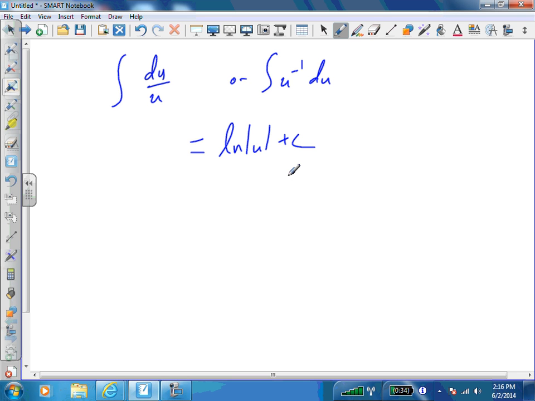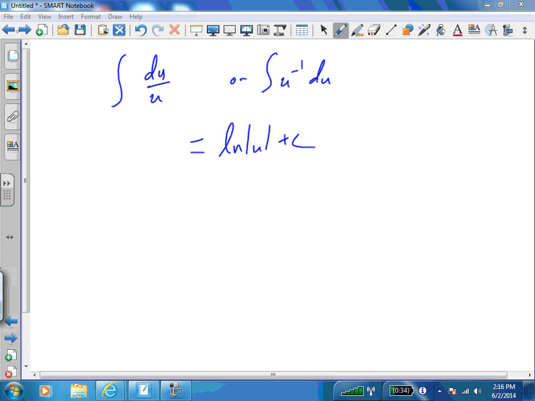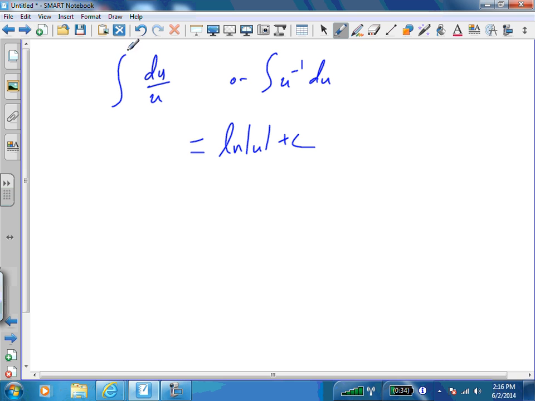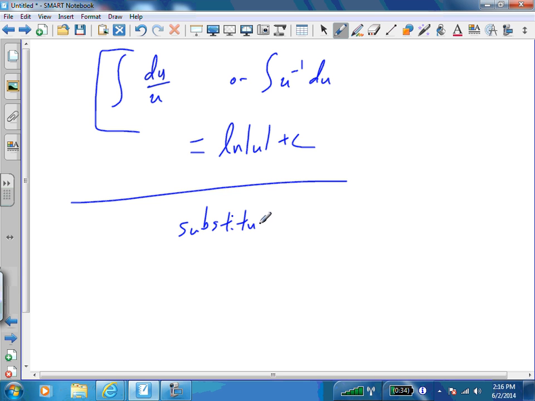Now, the key to this is that most functions that we have are not going to look exactly like one of these formulas right off the bat. So we're going to have to do some type of substitution to take our problem and write it into one of these formulas. So what do I mean by that?